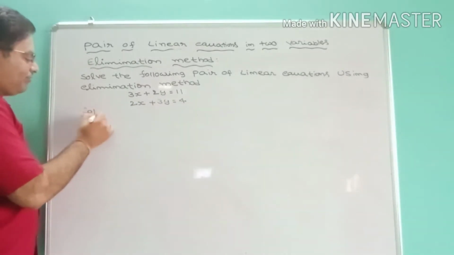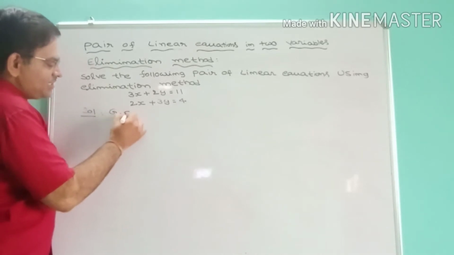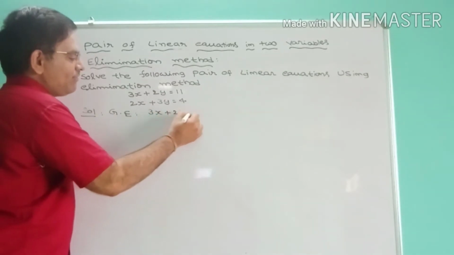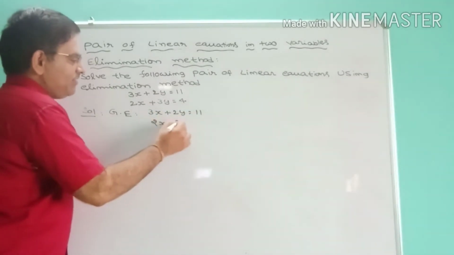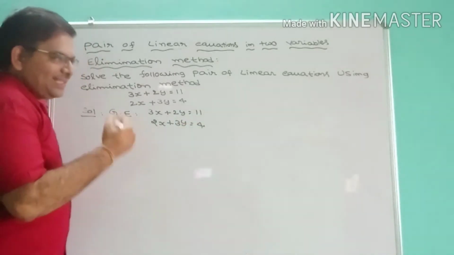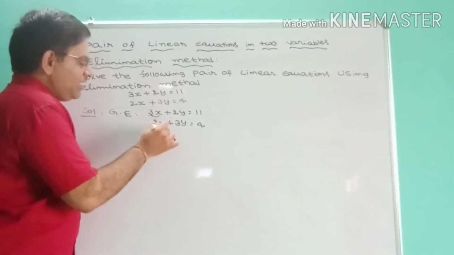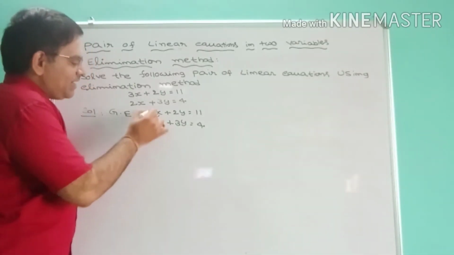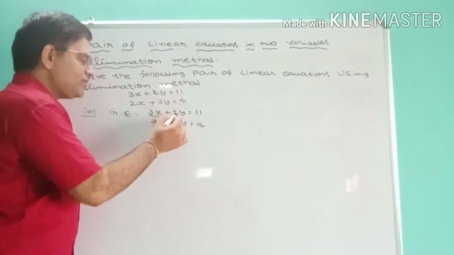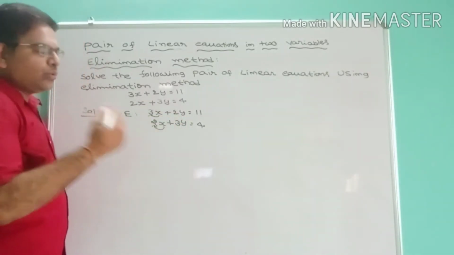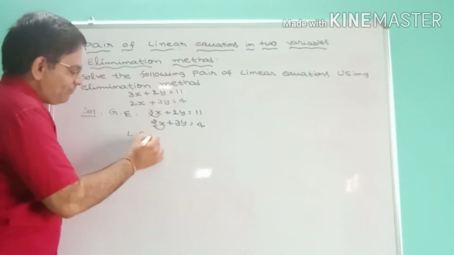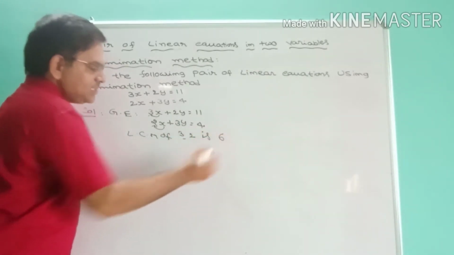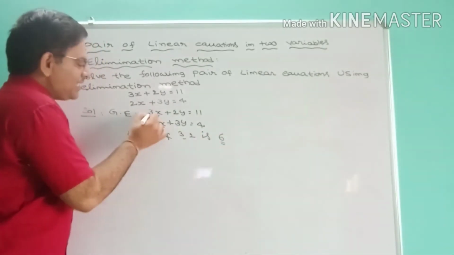Take the given equations: 3x plus 2y equal to 11, 2x plus 3y equal to 4. In this one, the x coefficient is 3, here the x coefficient is 2. These x coefficients should be made equal. Otherwise, take the y coefficient as the same value. How to get that? Take the LCM of this 3 and 2, which is 6.